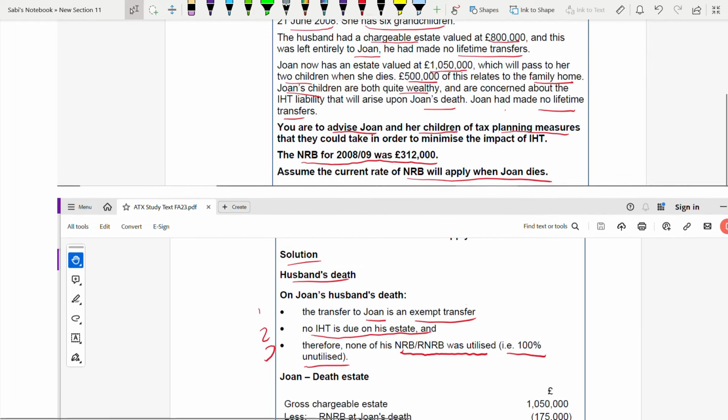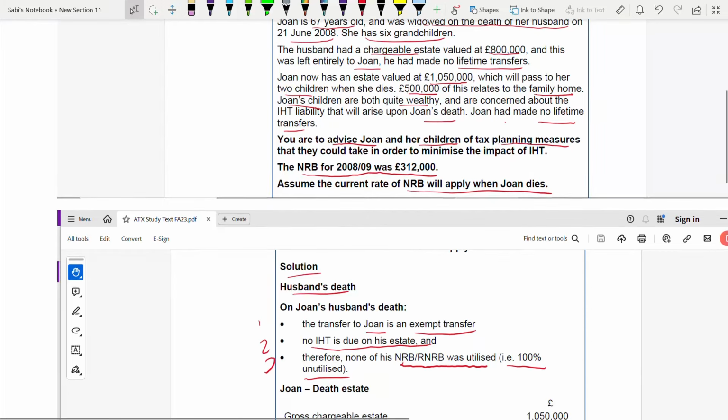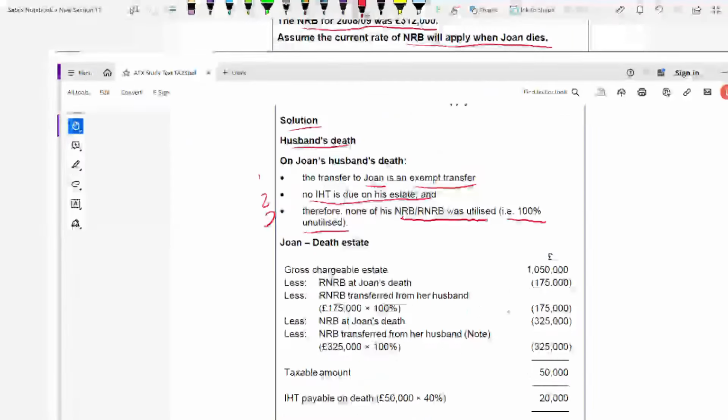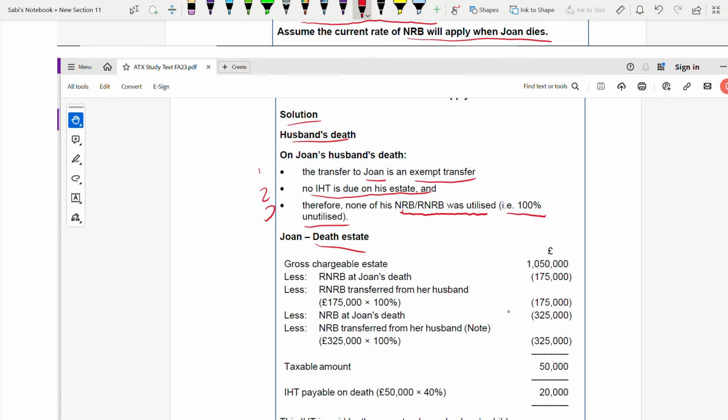Which she can give to, which will be transferred to the wife. That is Joan. Now, we'll calculate Joan's death estate. It starts with his gross chargeable estate. This is the value.